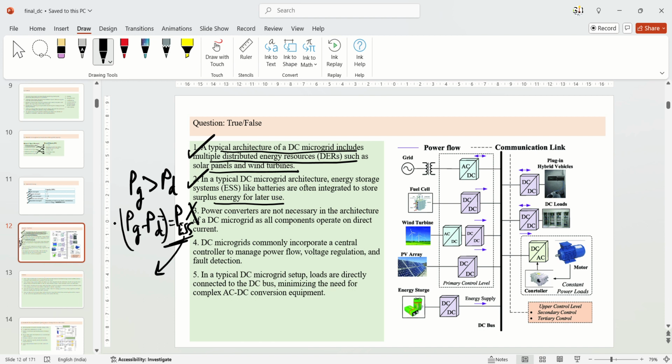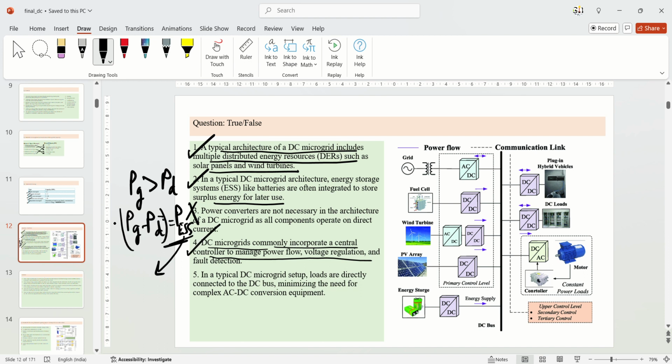Suppose your fuel cell's DC bus voltage level is different than the voltage level at the energy storage system. So in between you need the DC converter. So power electronic converters are the backbone of the DC microgrid or the AC microgrid. Okay. The fourth statement is telling the DC microgrid commonly incorporates a central controller to manage the power flow, voltage fluctuation, and fault detection. That is true.